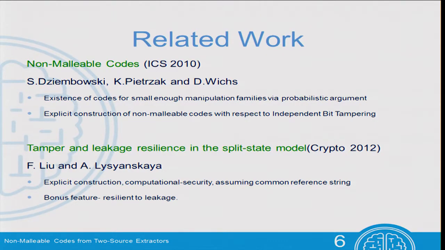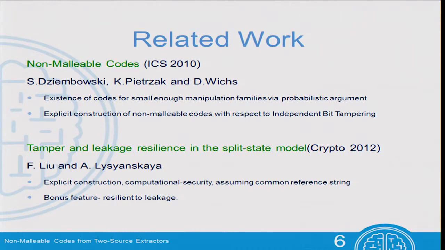But the problem with this is the probabilistic argument does not really imply that there exists an efficient code. It just implies that there exists any code which is non-malleable. But they also give the explicit construction of non-malleable codes with respect to the independent bit tampering family. What's the independent bit tampering? Independent bit tampering is the family of manipulation where you apply manipulation to each coordinate separately. So you just tamper with each coordinate separately.